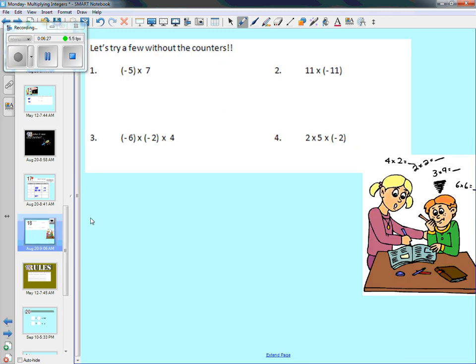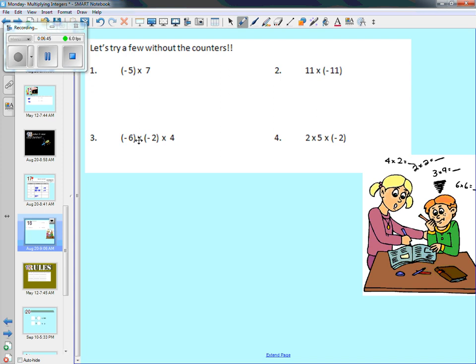Okay, so a few without the counters. Negative 5 times 7. You can do that one on your own, and also do 11 times negative 11. We've been working with that. When we get down to number 3, you're going to do one set at a time.